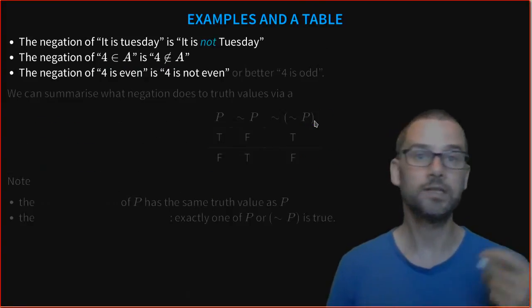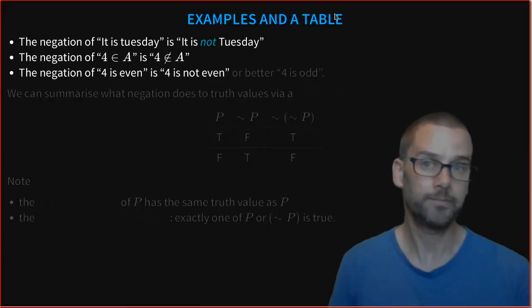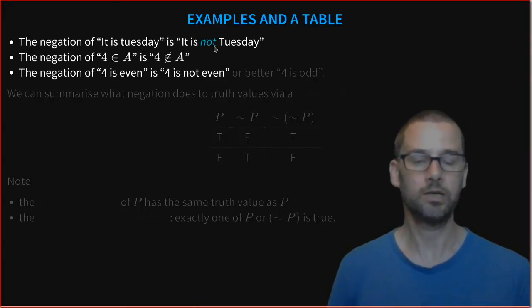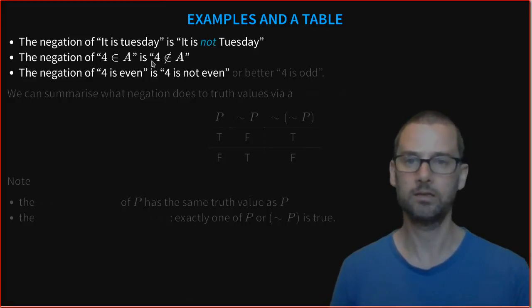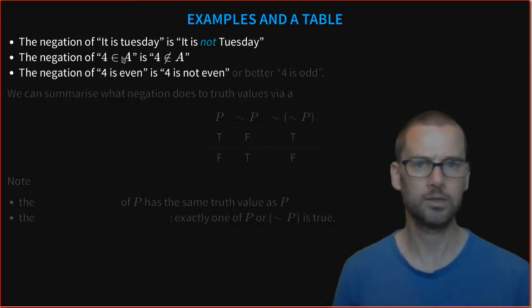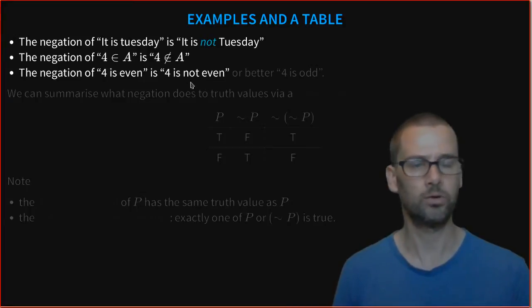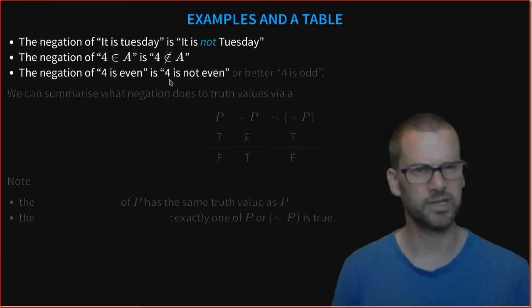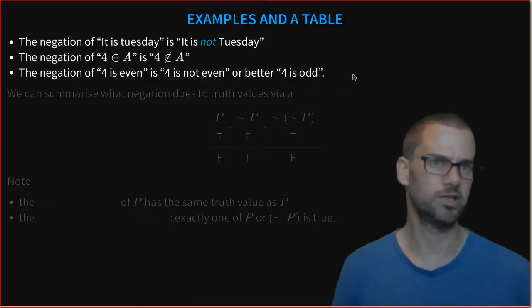Okay? We can summarize what this does and make some examples in this slide. So the negation of it is Tuesday is just it is not Tuesday. The negation of 4 is an element of A is 4 is not an element of A. So what we're doing here is just putting a stroke through that. Okay? Very, very simple. The negation of 4 is even is 4 is not even. Now if we think a little bit about this, well, 4 is an integer, integers are even or they're odd, so we could actually simplify this a bit further and write it as 4 is odd.